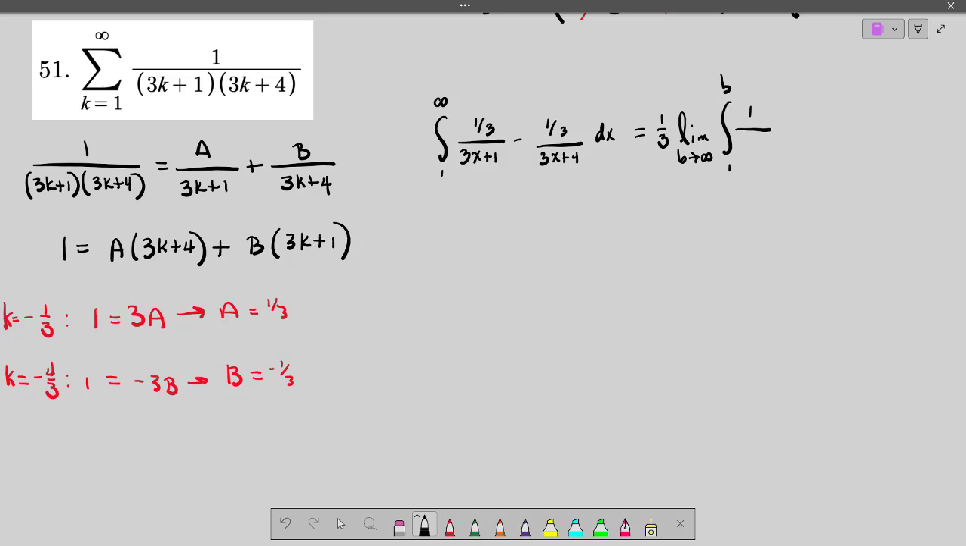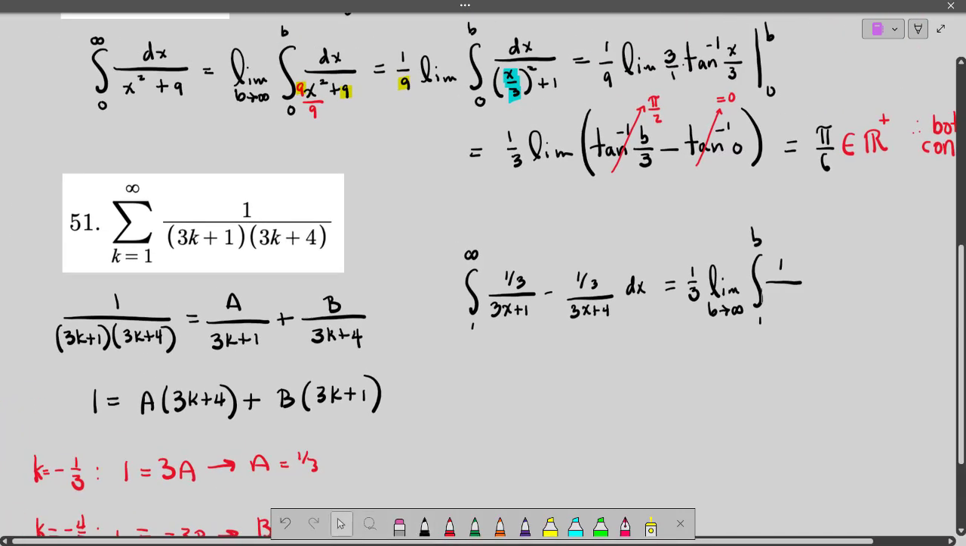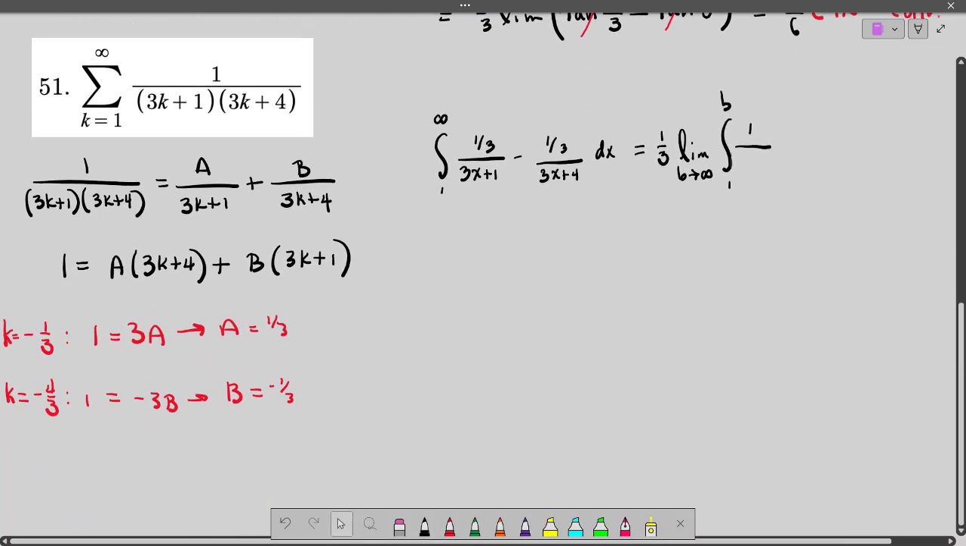Is everybody seeing this? If we integrate 1 over 3x plus 1, that's log form. If we integrate 1 over 3x plus 4, that's log form. So you'll end up getting two logs, both of which are going to infinity. Infinity minus infinity is indeterminate. So integral test is not the way to go.